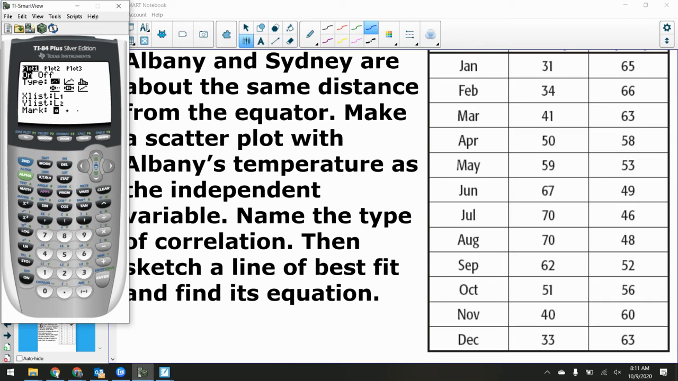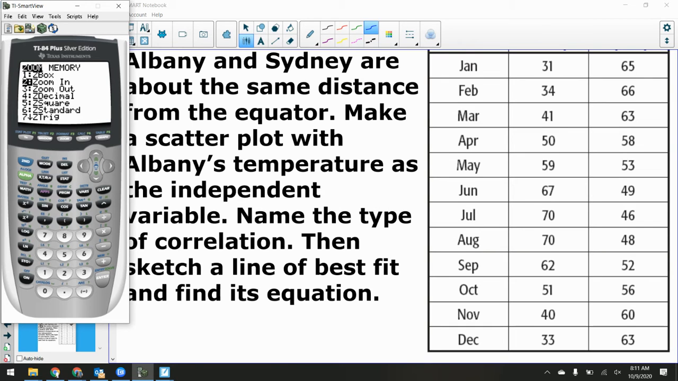And then it's saying, okay, what do you want for your first values? List 1. What do you want for your second values? List 2. And what kind of marks do you want to make on the screen? Well, we'll just choose those little squares, right? Okay, so my plot 1 is on now, right? We did that just by highlighting plot 1, darkening plot 1, turning on plot 1 from our y equals page. Now, you see this zoom button in the middle?